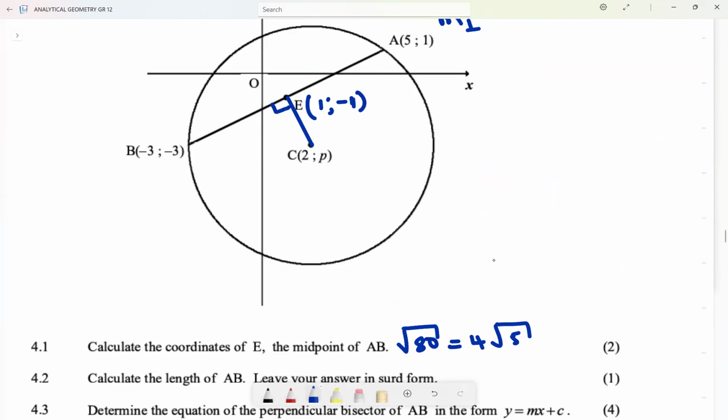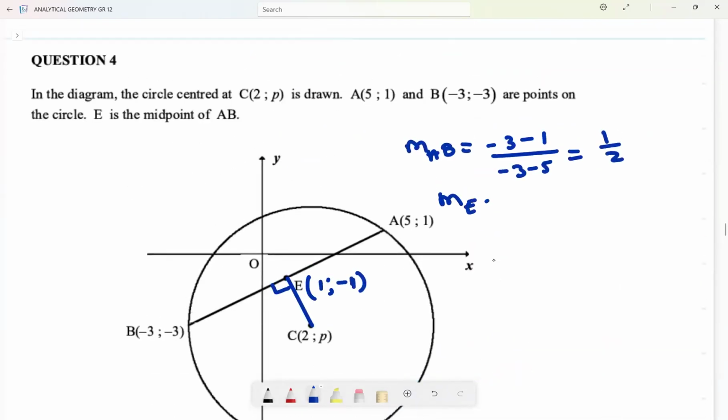Okay, so it means the gradient of EC is going to be, remember, the negative reciprocal. What is the reciprocal of 2 over 1? You just flip this. It's going to be negative 2. And then the equation is easy because I have a point. E is just a point on that line EC. So I'm going to say y minus y1 equals m into x minus x1. And then what is m? M is just the gradient of EC, which is negative 2.